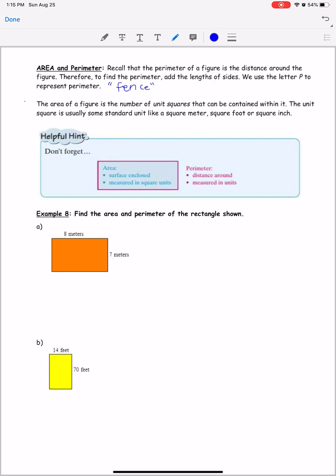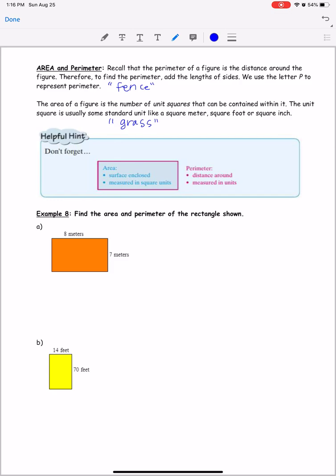Area of a figure is the number of unit squares that can be contained within it. The unit square is usually some standard unit like square meter, square foot, or square inch. If we're going back to my backyard, area is representing the grass. It's everything in between the perimeter. And notice that it says unit squared.